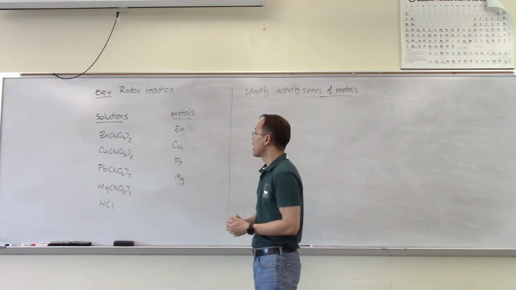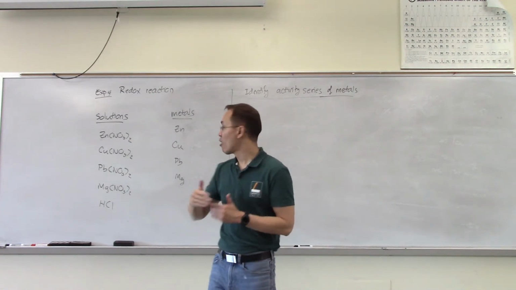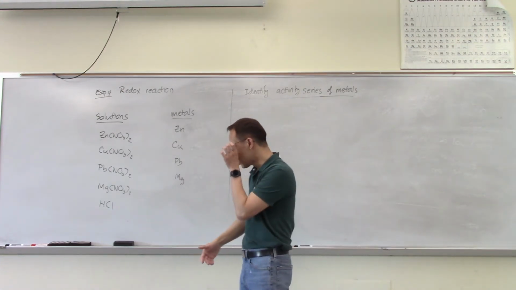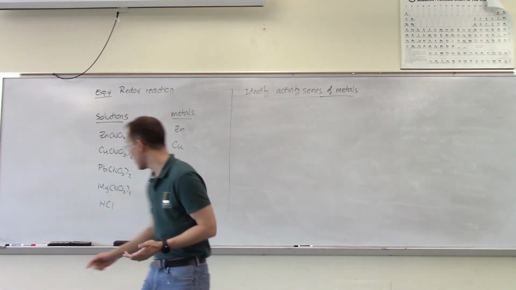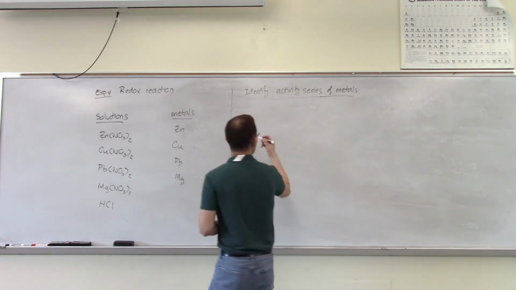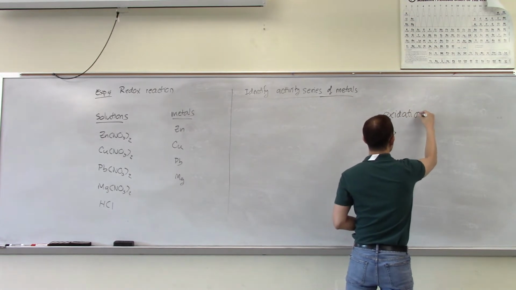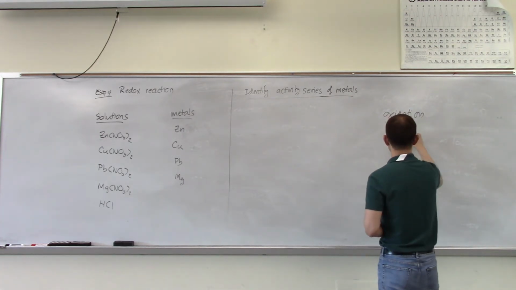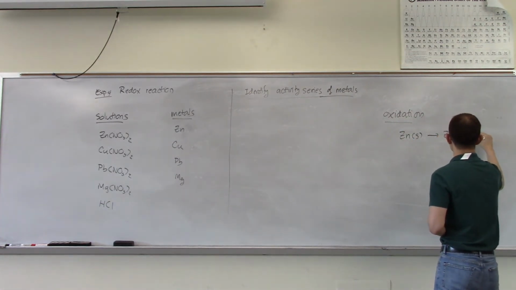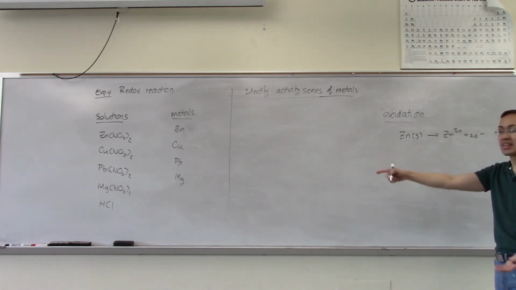So in terms of the activity series, it is a series that ranks which metals can undergo the oxidation reaction the best. So before you can do anything, you have to realize that these metals can undergo oxidation. So for the oxidation reaction, the zinc will get oxidized. The zinc solid will get oxidized to the zinc 2 plus and then 2 electrons. So this is oxidation, and the same thing happens to the copper, the lead, and the magnesium.